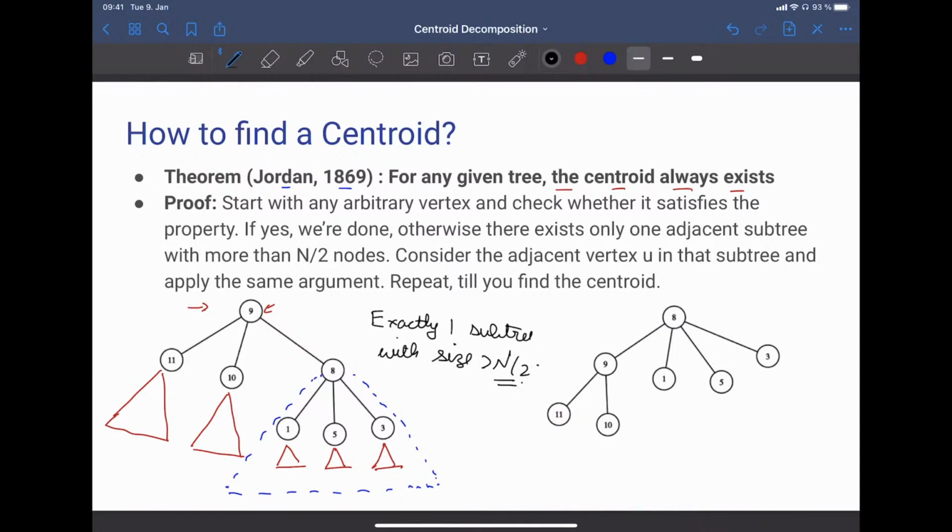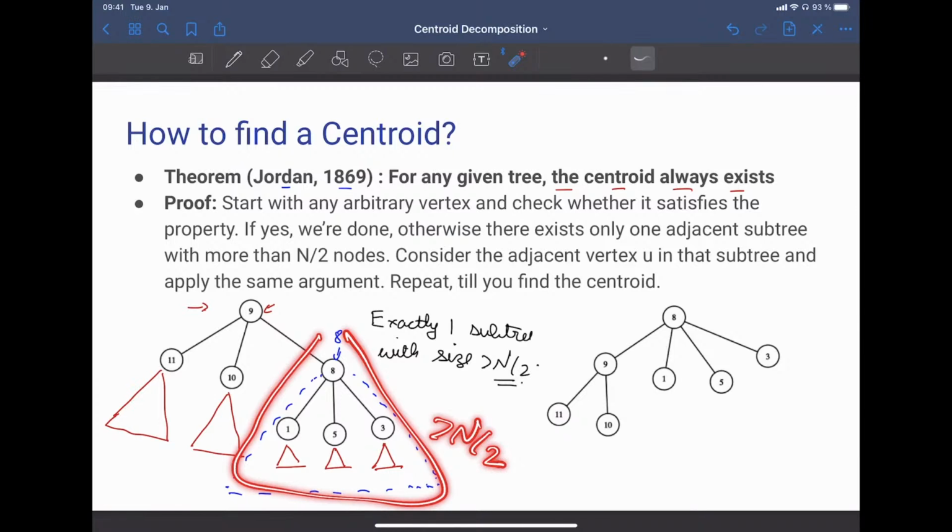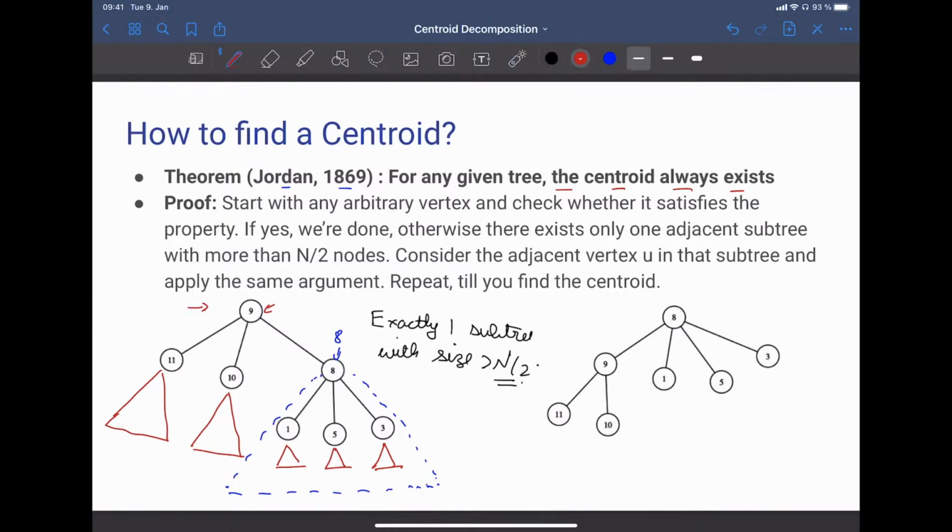So suppose in this case that subtree was the subtree rooted at node 8. Okay. So suppose this is the subtree with size greater than n by 2, assuming that node 9 is not a centroid. What can we do? We can now recurse such that we make node 8 our root.